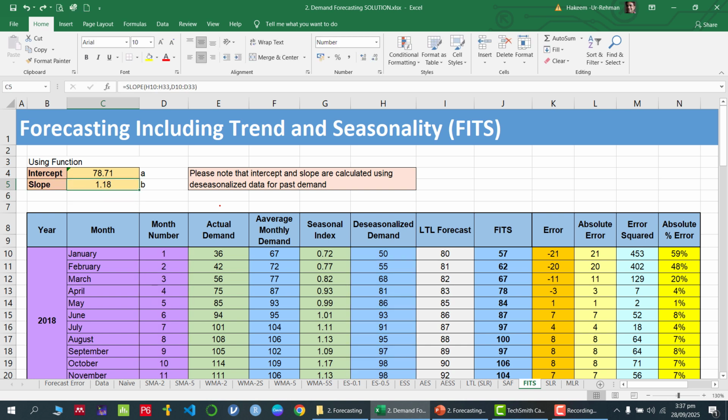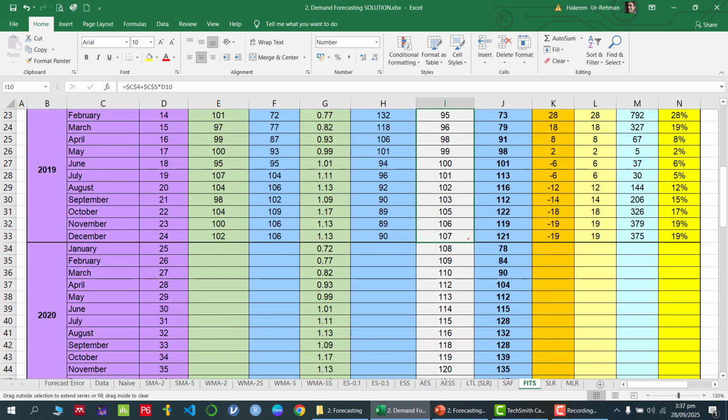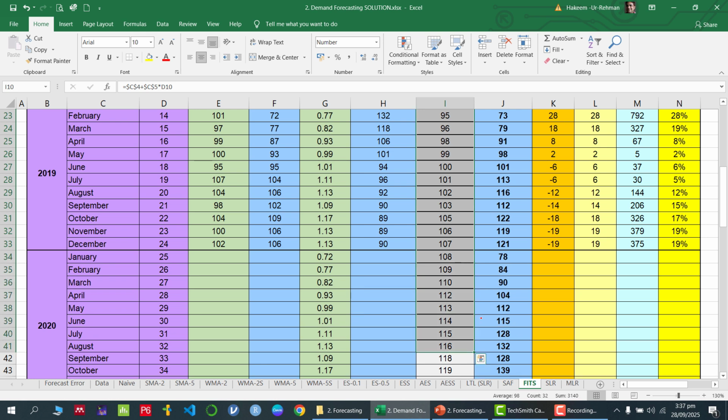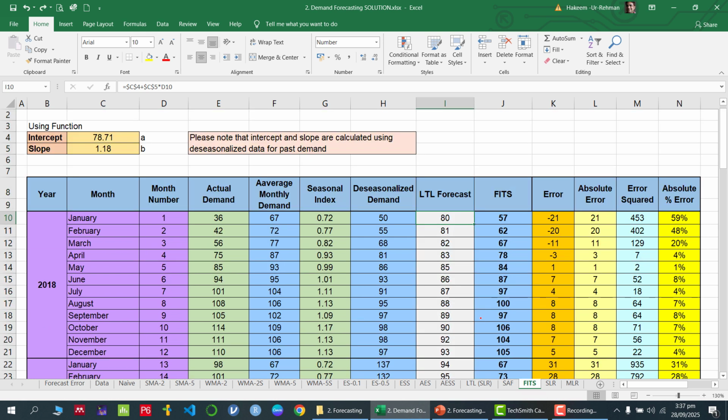Once we have calculated A and B, which are the intercept and slope, we can calculate the linear trend line forecast value with the help of A plus B multiplied by the first month, and then we can drag and drop. So you can keep moving and it will give us that forecast value.